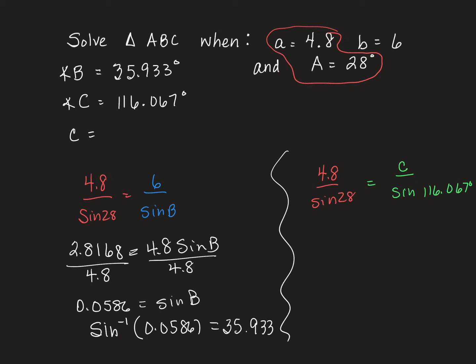So 4.8 times sine of 116.067. You're going to get 4.3117 equals C sine of 28. Again, divide both sides by the sine of 28.